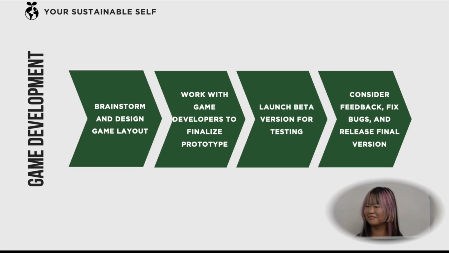Here are the 4 stages of the development of our game. First, we're brainstorming and designing the game layout. After that, we will work with game developers to finalize our prototype and launch the beta version for testing. After considering their feedback, we will fix bugs and release our final version.